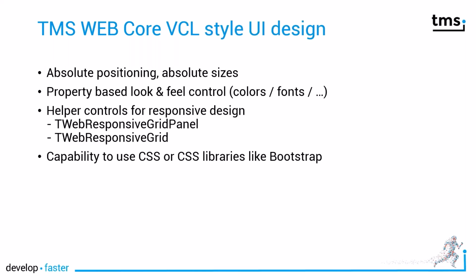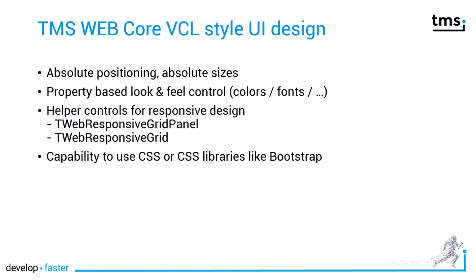So let's start with VCL style based user interface design. And here are some typical characteristics of such design. The VCL is based on an absolute positioned and an absolute size form design. That means that if you position a specific user interface control at a specific coordinate with a specific size, that is the size that will be used at runtime when your application is running. And so this approach is also possible out of the box with the TMS WEB Core framework.